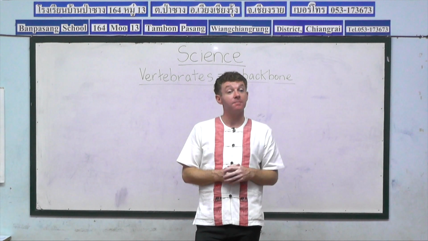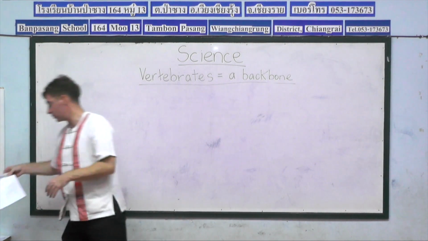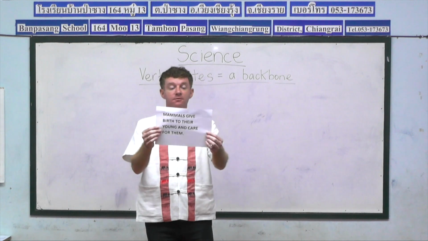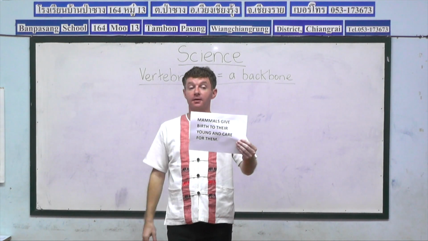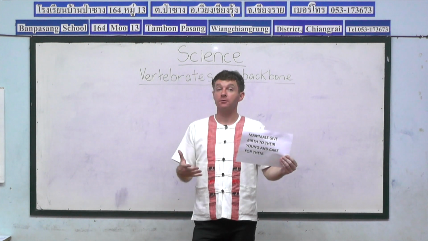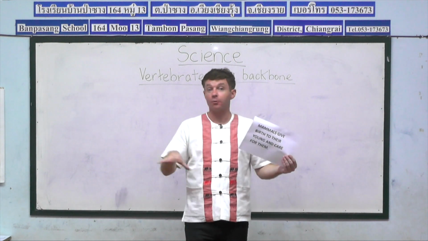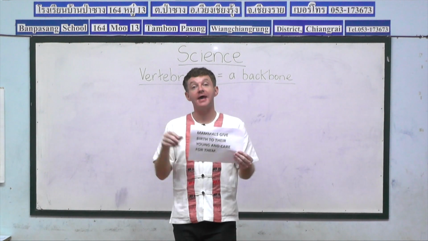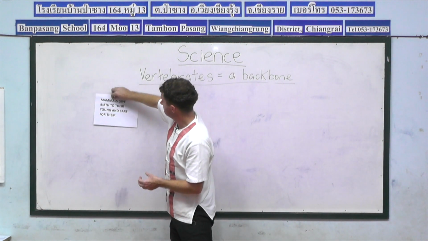But first of all, let's practice speaking the sentences. So the first one is about mammals: mammals give birth to their young and care for them. Yes, so mammals have babies, and then after the babies are born, the mammals will not abandon them, they will care for them until they're older. So that's sentence number 1.